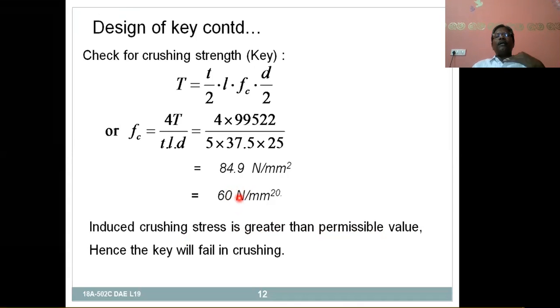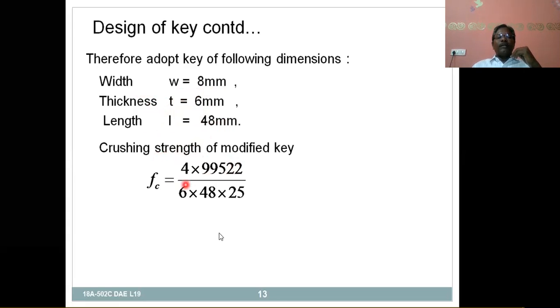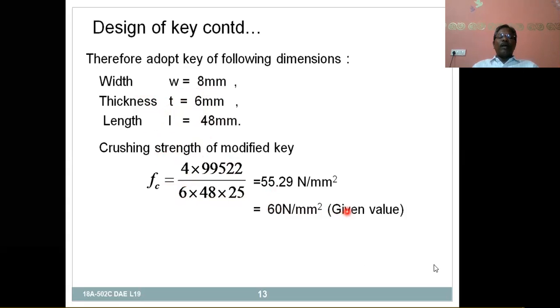So let us change the dimensions of the key. Therefore, adopt a key of the following dimensions. Let us take width of the key equal to 8, previously it was 7. Thickness of the key is equal to 6, previously it was 5. And length of the key was 37.5, it is now 48. Let us substitute once again. Crushing strength of the modified key is Fc is equal to 2 into T by T L D, that is 55.29, which is less than the given permissible value.